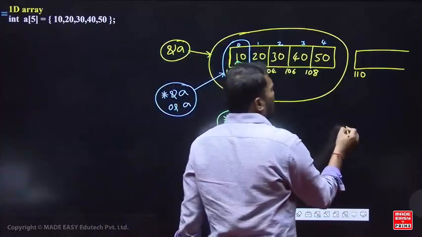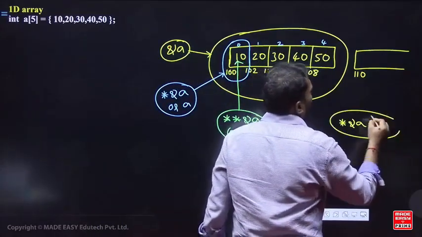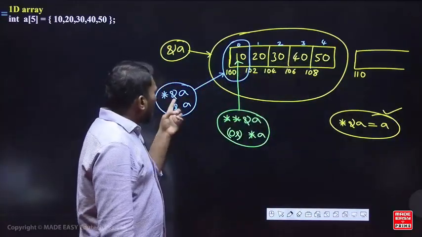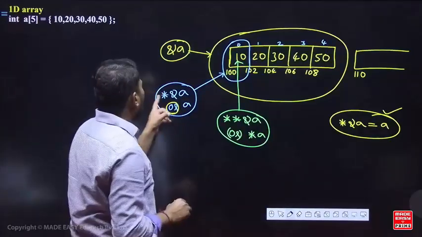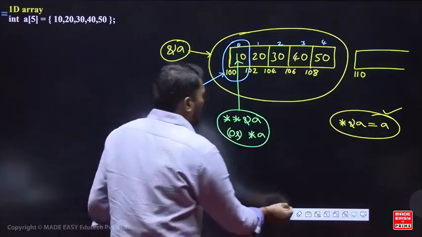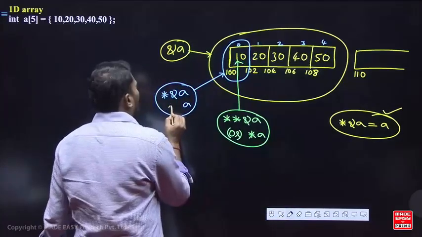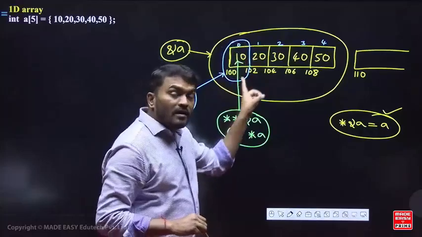I told you in the first class only, I clarified. So star ampersand a is also the same as what? A. Exactly the same. Is that clear? So look here. A means what? It is pointing to what? Star ampersand a, and a, both are pointing to the same thing. The meaning is the same. Star ampersand a or a, it is pointing to the 0th element.